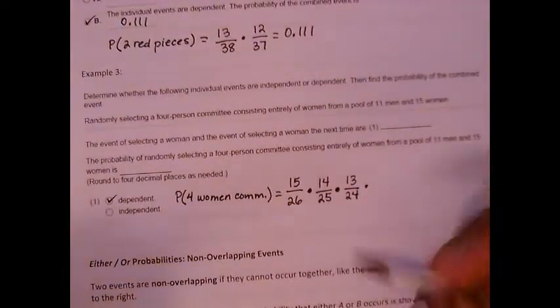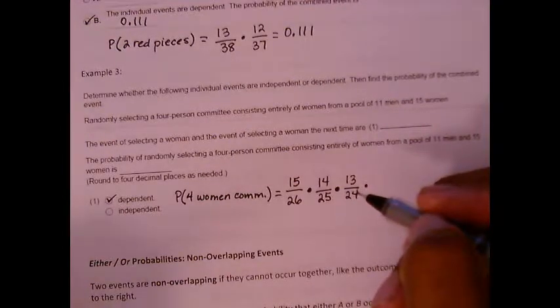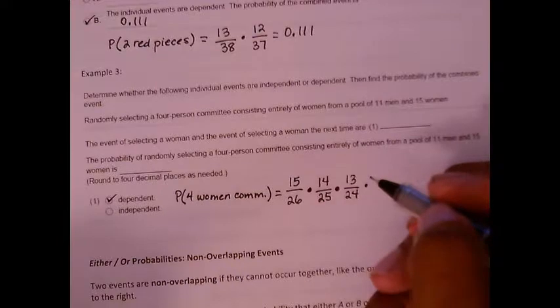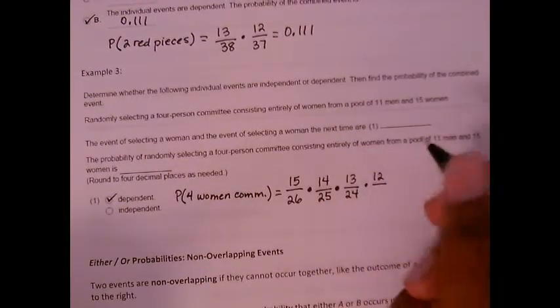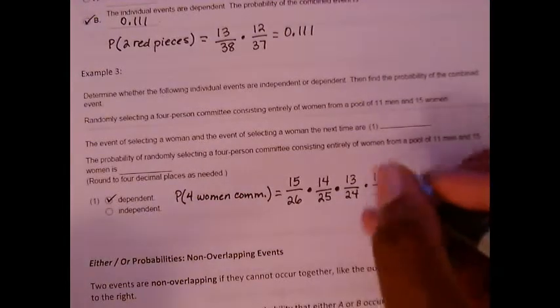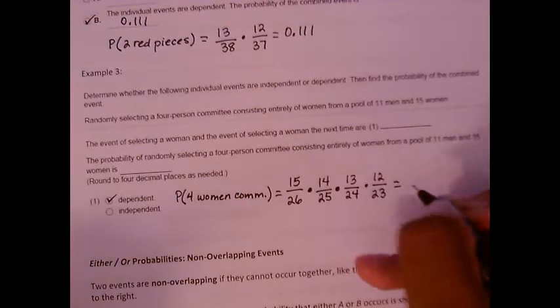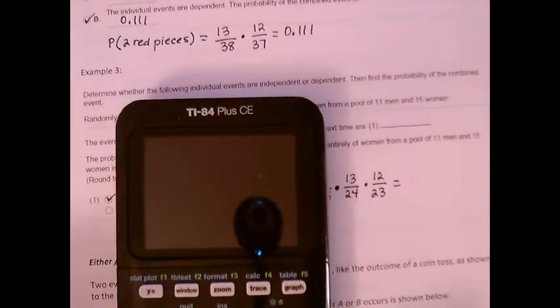You kind of see where the pattern is going here when we're dealing with dependent events. Alright, and then that 4th woman that we choose, we're going to be choosing 12 women. Instead of out of 24, it'll be out of 23. Okay, so now let's find out what that decimal value is to 4 places.